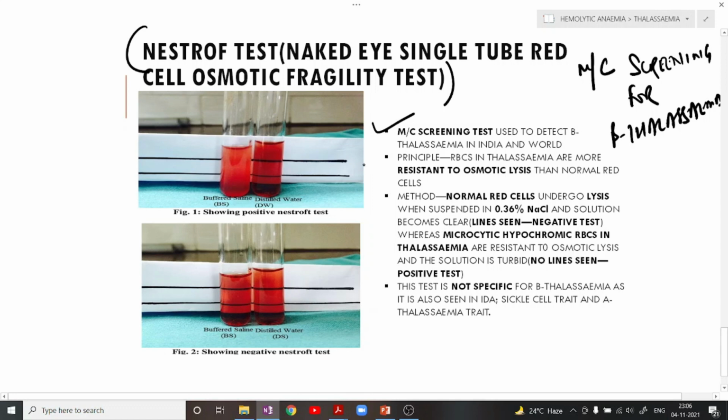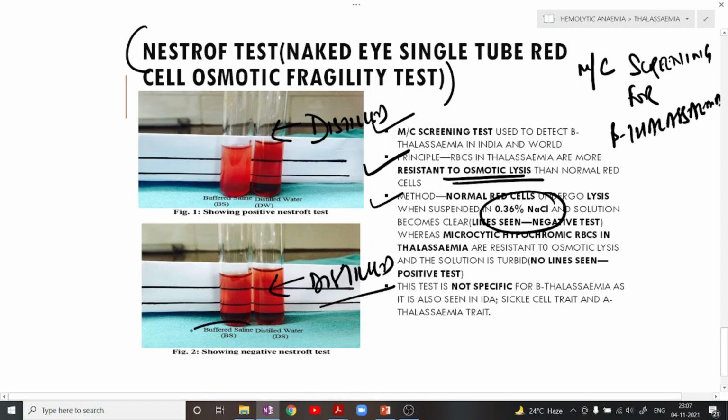So the basic principle is that thalassemia RBCs are resistant to osmotic lysis as compared to the normal RBCs. So what do we do? For example, we are doing a test in which we have taken a control which contains distilled water. This is distilled water contained in a control. Over here is also distilled water. Now what we have done, we have added 0.36% of sodium chloride. Then we have taken a buffered saline in the second test tube.